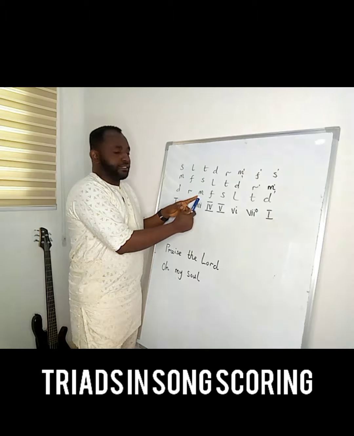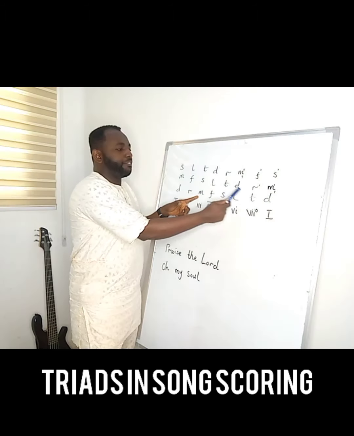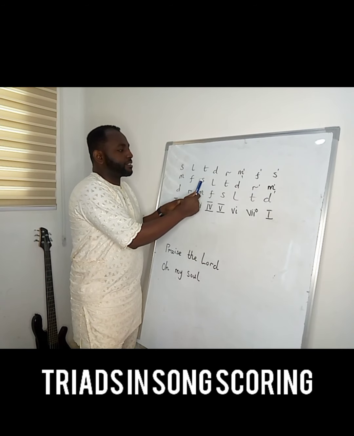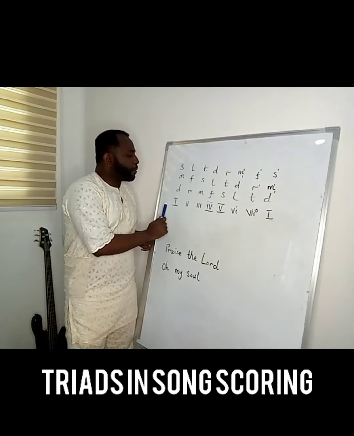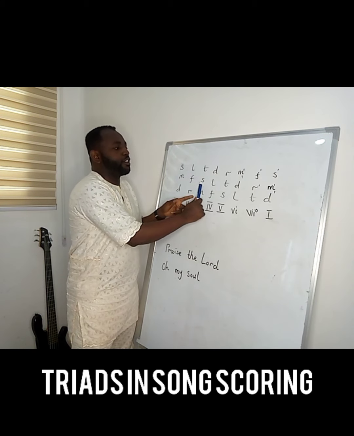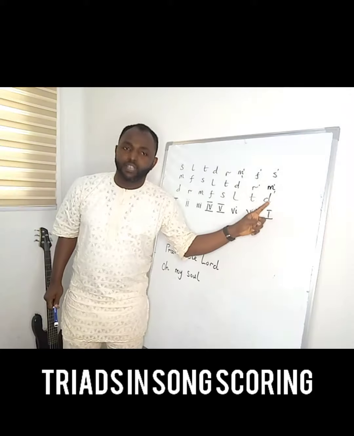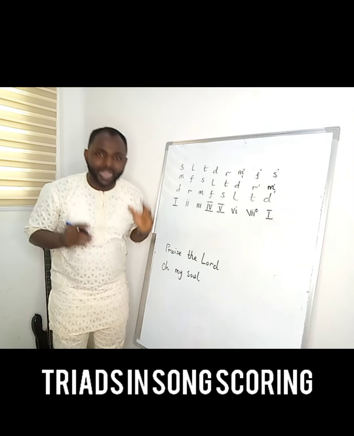The 3rd, the same thing, it works in thirds. The 3rd and the 5th. So it becomes mi, sol, and ti. From that, I hope you now understand how we got do, mi, sol, how we got re, fa, la, how we got mi, sol, ti. And we get to this point. So this is what we call working in triads.